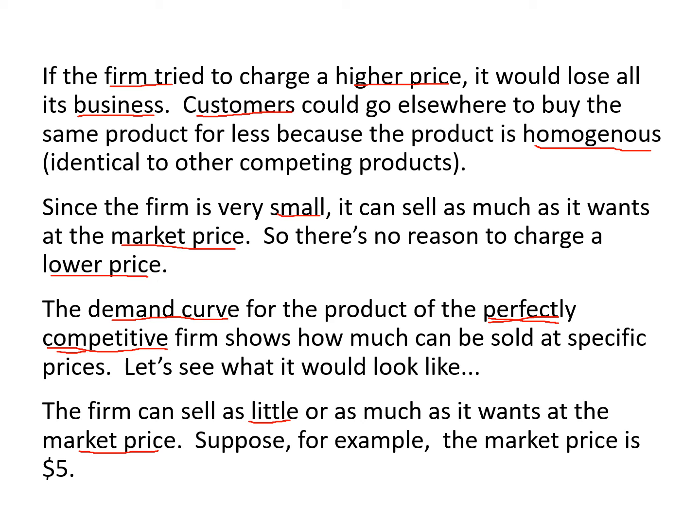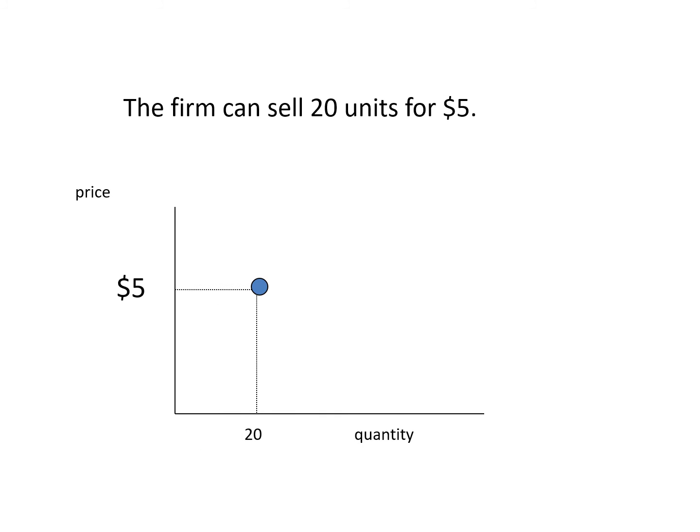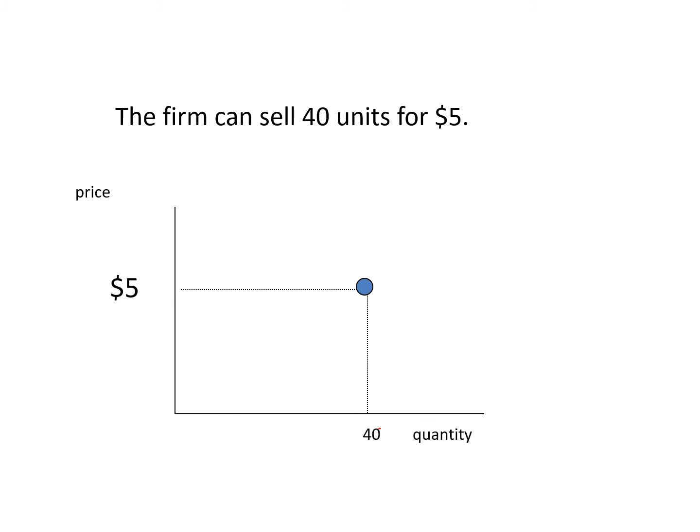Remember, they're characterized by having many firms operating in that market, all selling things that are roughly the same, that are homogeneous. Okay, so see that on a graph. If the firm sells 10 units, they will get a price of $5. If they sell 20 units, they will get a price of $5. If they sell 30 units, they will get a price of $5. The price isn't changing no matter how many units they sell.